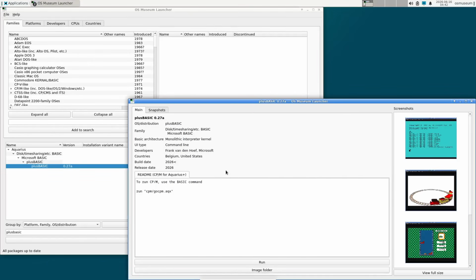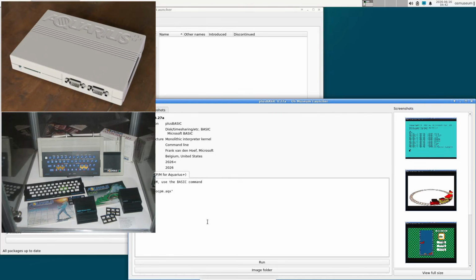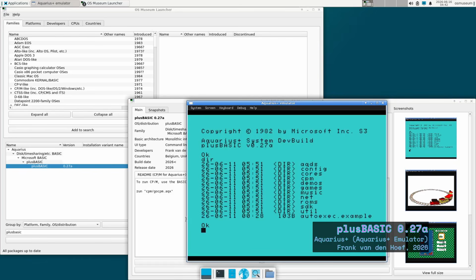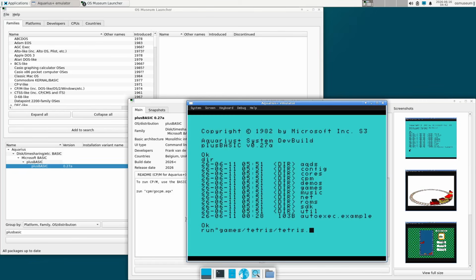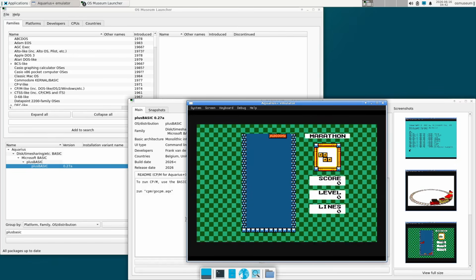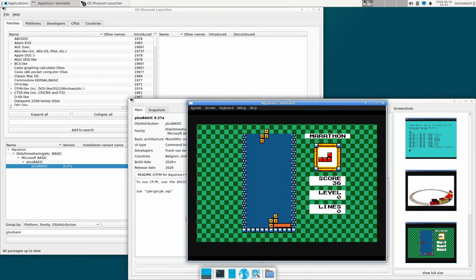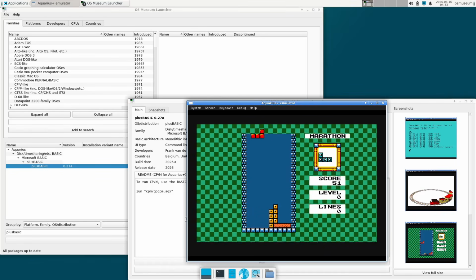Another OS I've installed is plusBASIC for the Aquarius Plus, which is a modern enhanced clone of the very short-lived Mattel Aquarius home computer. In addition to the Z80 of the original, it also has an ESP32 and an FPGA, although the emulator is only fully emulating the Z80, with the FPGA only being emulated at the I/O interface level, and the ESP code running on the host CPU rather than an ESP emulation.